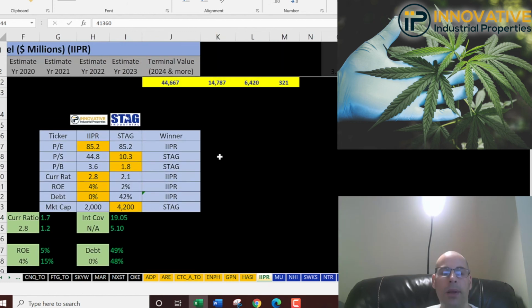The best way to look at ratios is to compare them to similar companies. Stag is also an industrial REIT. If the number is in orange, that means their ratio is better than the other company. So they happen to have, ironically, 85.2 PE. You can see it's not exactly the same. IIPR has a little better, but they both have pretty bad PEs. They both have bad price to sales, but Stag is better. Stag has a better price to book.